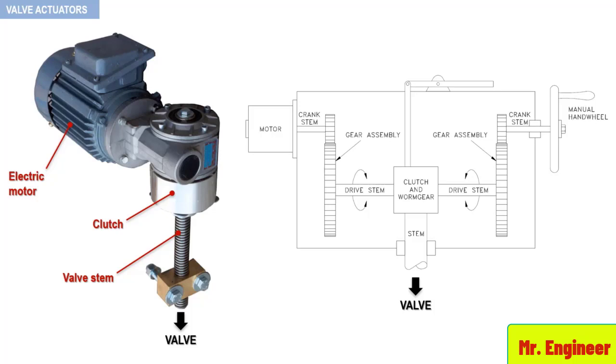A hand wheel that you can see here, and which can be engaged to the gear train, provides for manual operating of the valve. Limit switches are normally provided to stop the motor automatically at full open or full closed valve positions. These limit switches are operated either physically by position of the valve or torsionally by torque of the motor.